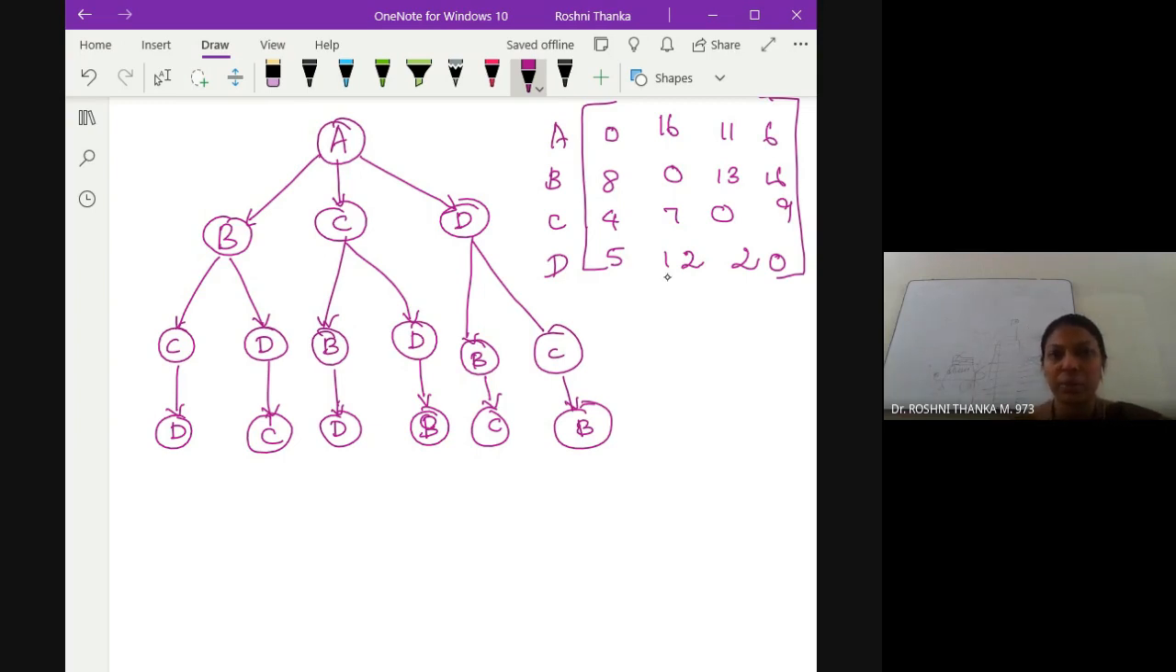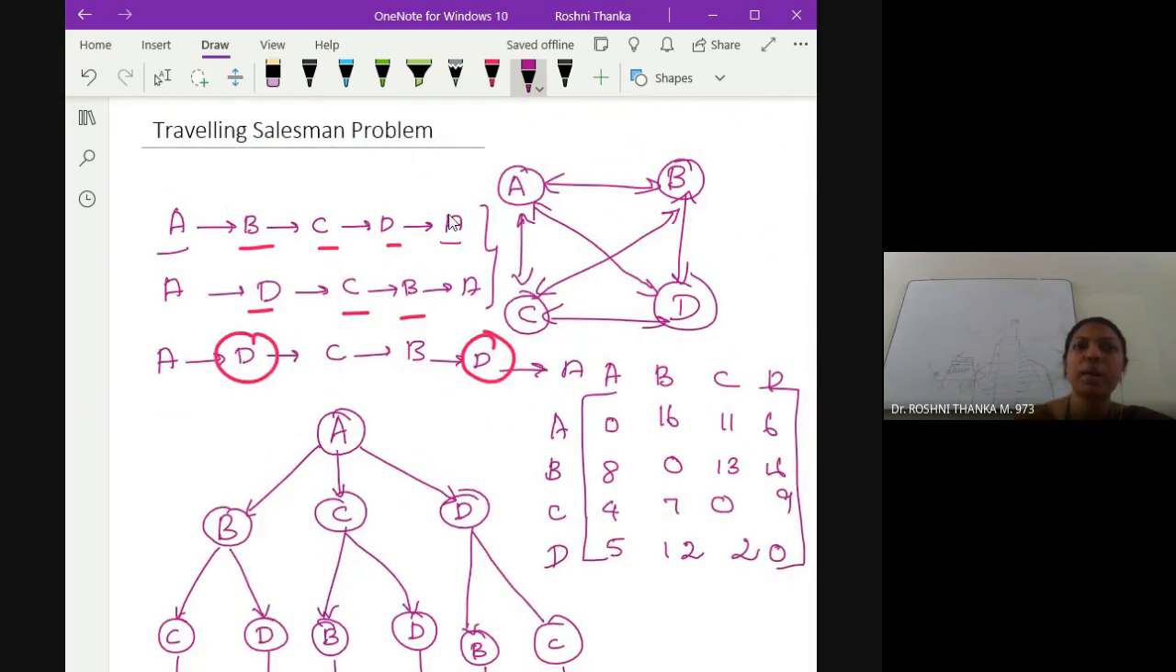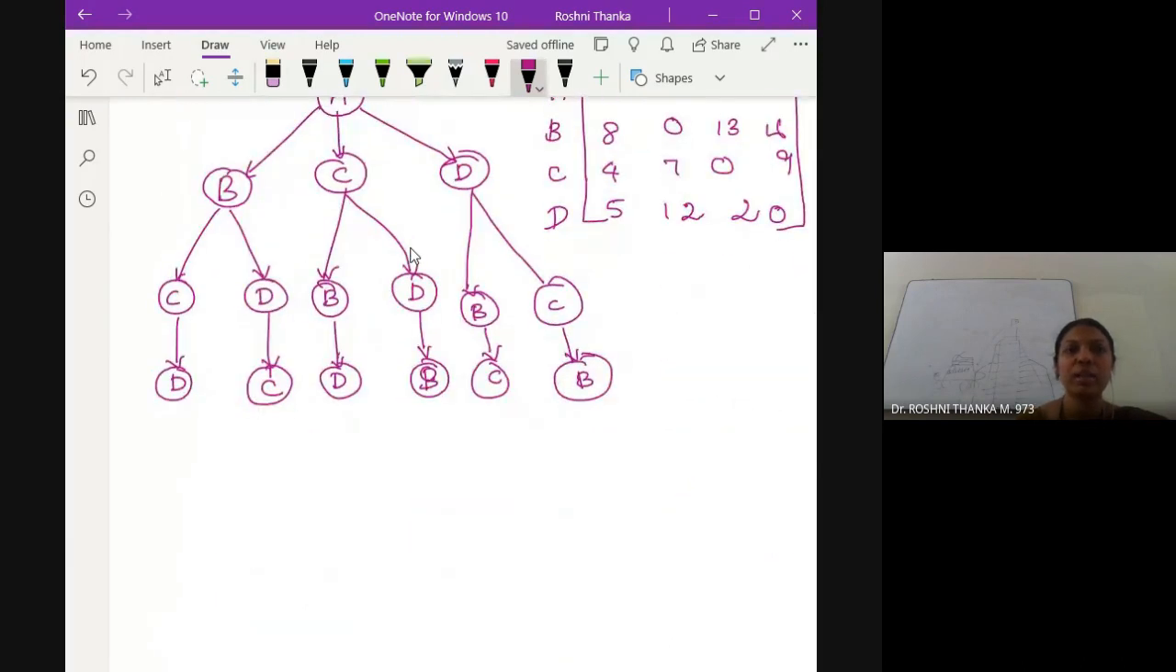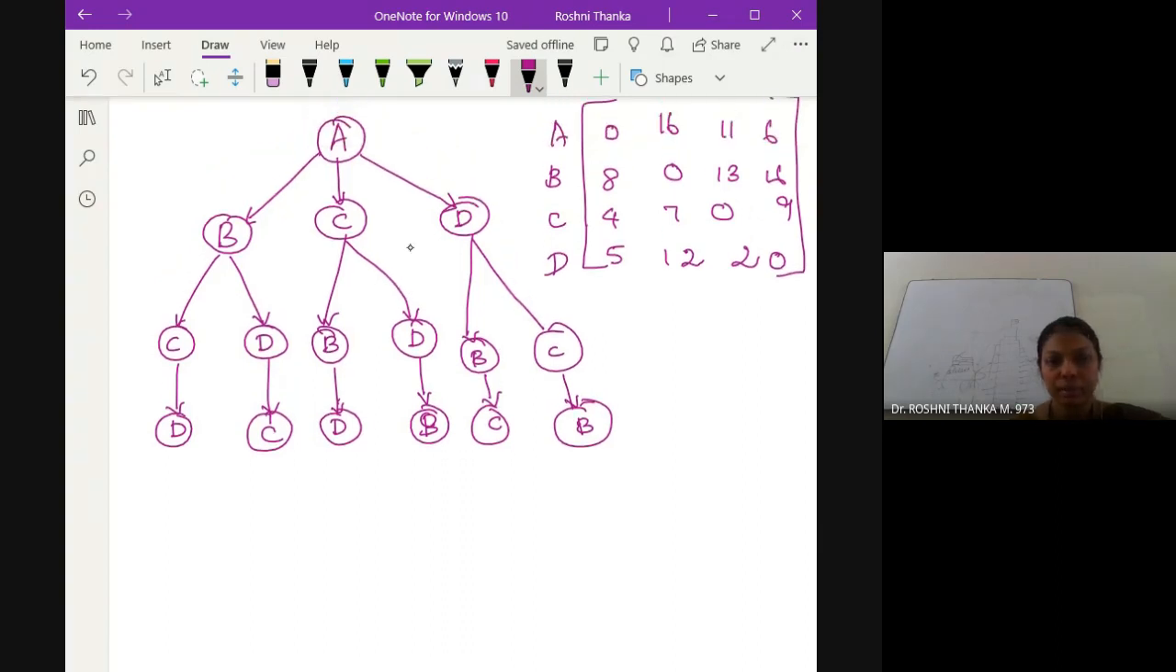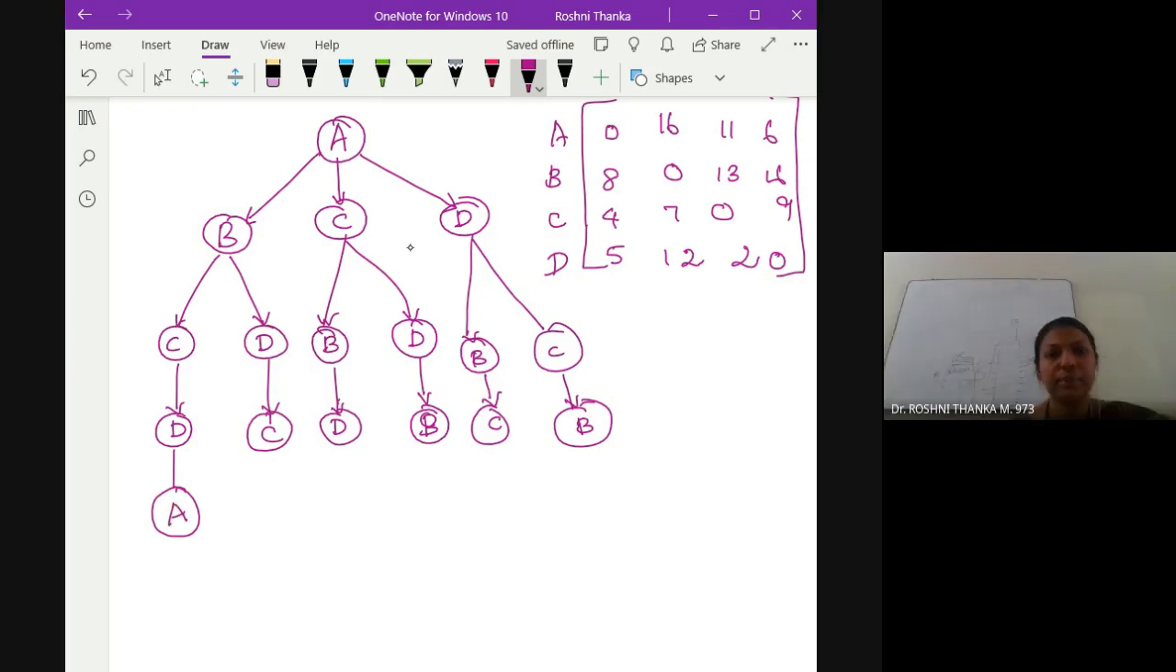So accordingly, we have drawn this tree, and finally, after we come here, according to our original solution, we have to go back to the starting location. So once we reach all the other cities, where should I go back from D? I have started from A, I visited B, C, and D. So finally, I have to go to which place? A. Very good.